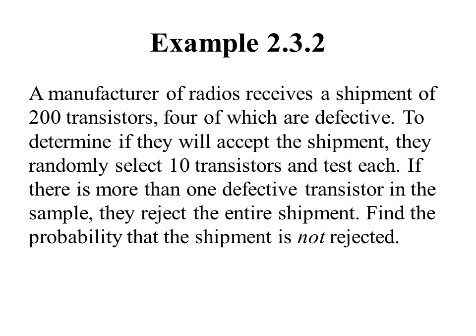So notice what we've got here. We have a large group of objects, in this case 200 transistors. We have two types, defective and not defective. 4 of them are defective, 196 are not defective. We are going to select 10 transistors, and we'll do that without replacement because we're not going to test the same one twice. And we want to know something about the probability of a certain number of defective transistors. So we're dealing with a hypergeometric distribution.